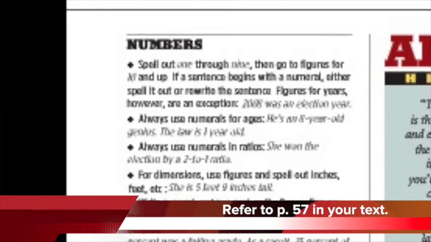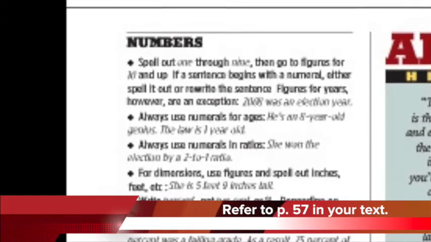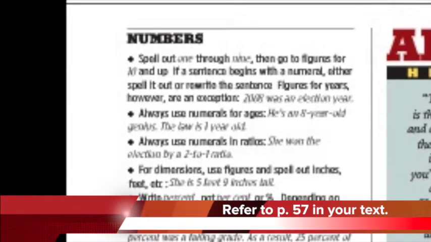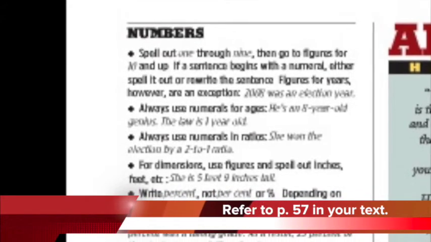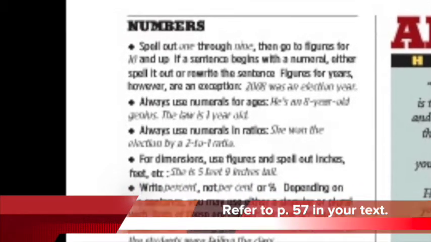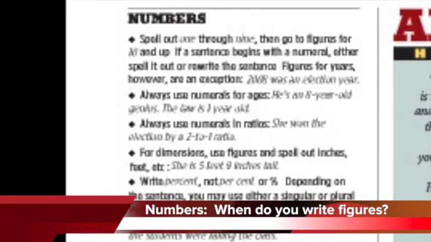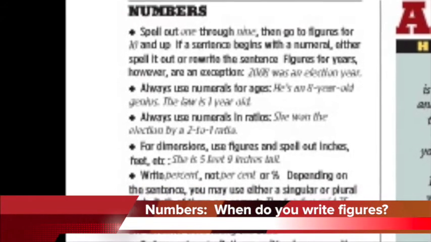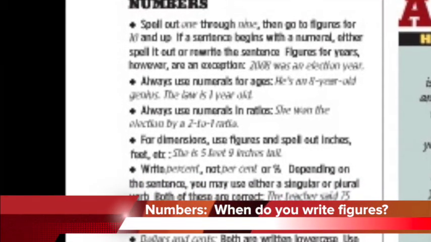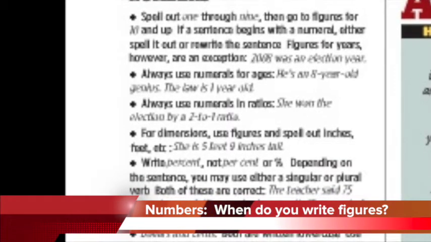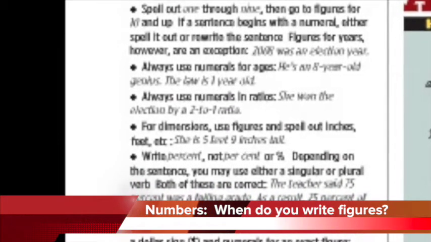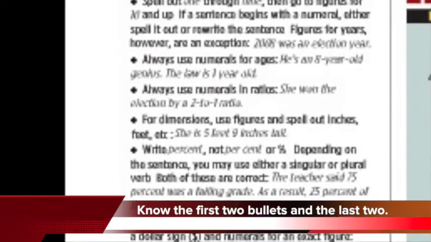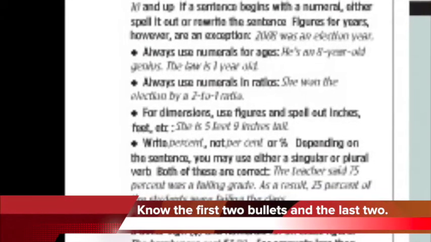These are some of the things that you will need to memorize, or at least to have good awareness of where you can find this out. The very first one, numbers. Spell out 1 through 9. But there are exceptions. Spell out 1 through 9, then go up to figures for 10 and up, meaning write the number 1, 0, 10. If a sentence begins with a numeral, either spell it out or rewrite the sentence.